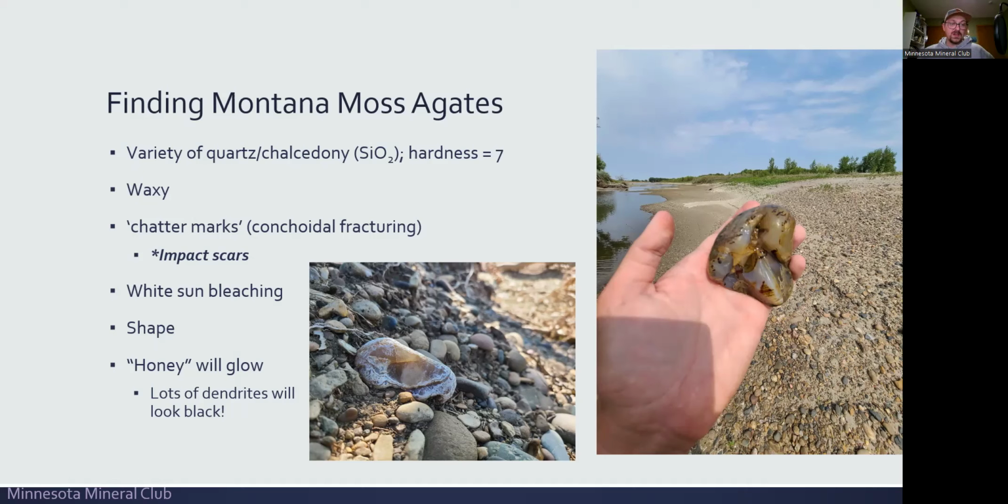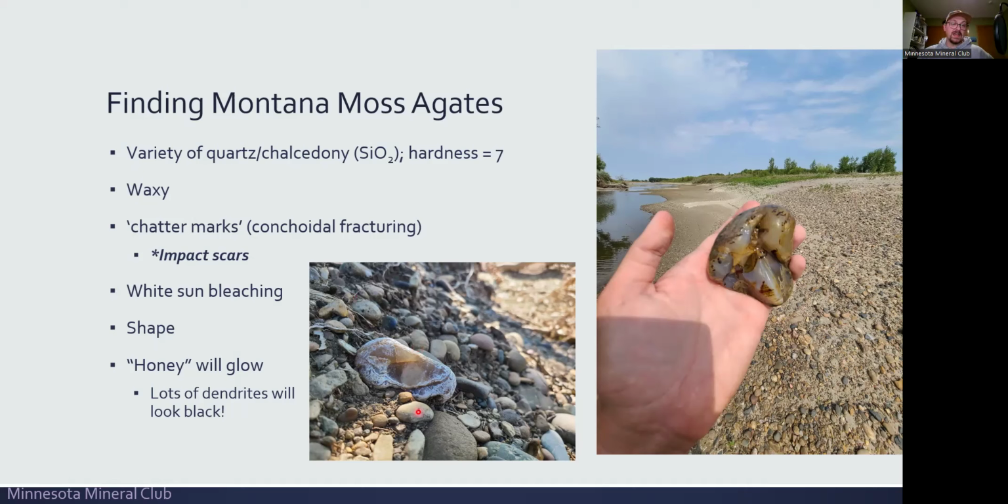If the agate is left out for a long period, it can actually get this sort of white colored sun bleaching that will occur. And this is something that if I ever see this white color, I usually immediately try to pick it up and see if it's an agate. Sometimes this is completely obscuring what's inside, so it's hard to see if there's dendrites. Other times, if you've got a clear on clear banding, this sun bleaching will actually show the banding and really improve that banding look of the agate.